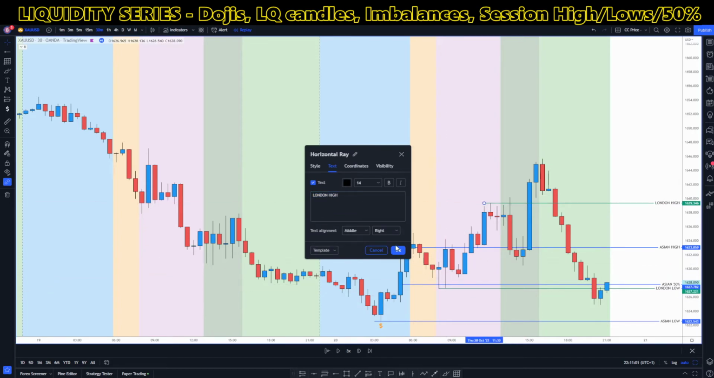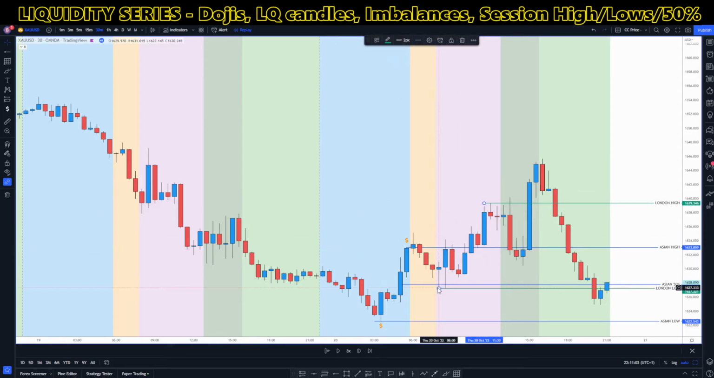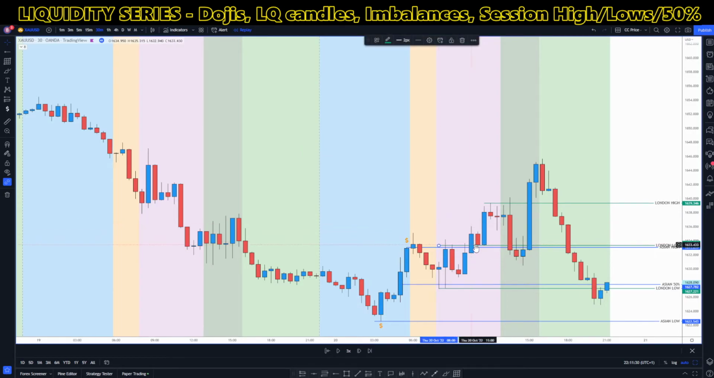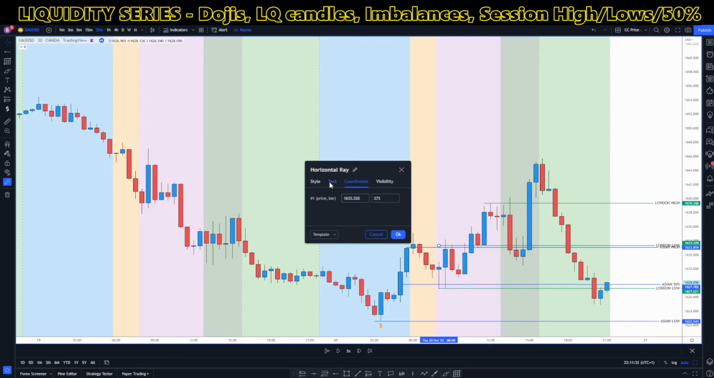And then for London open session, like between 8 a.m. London to 1 p.m. London, I'm also going to do my 50%. Okay, so let's go from the low to the high. See like the 50% over here, so that's going to be 1633.32. That's going to be my London 50%. I'll label this as my London 50%.